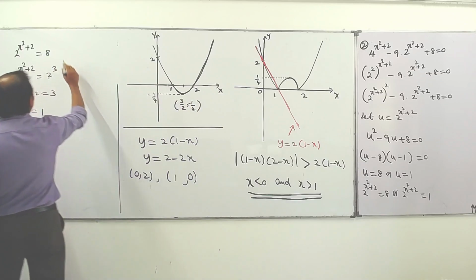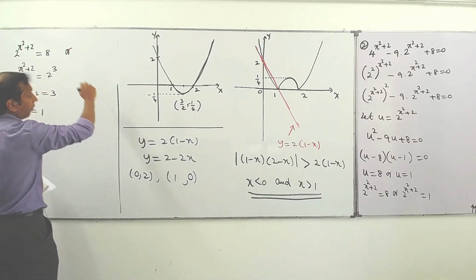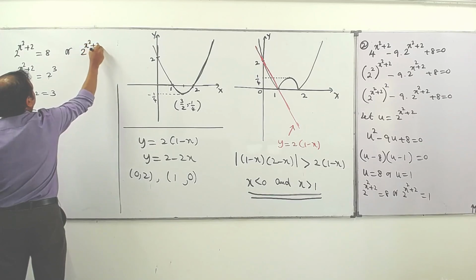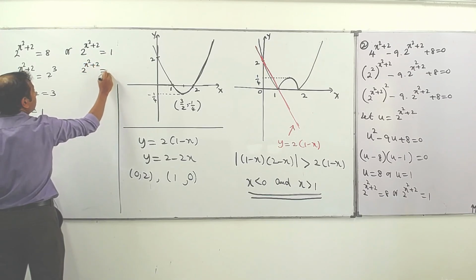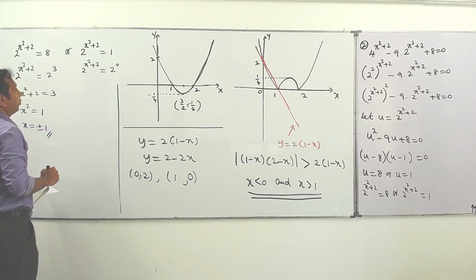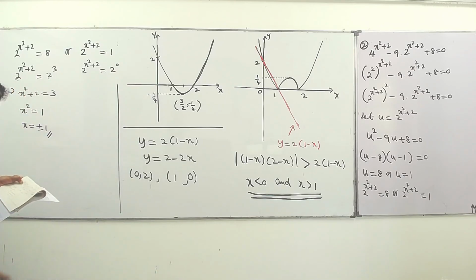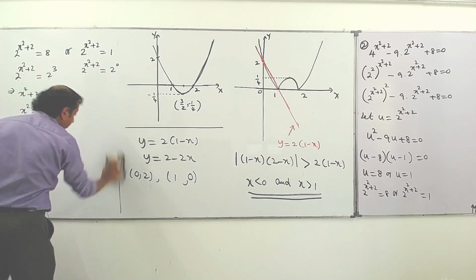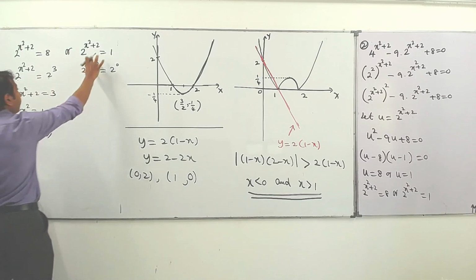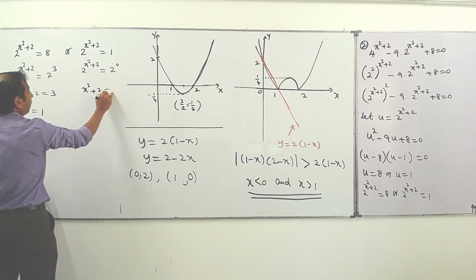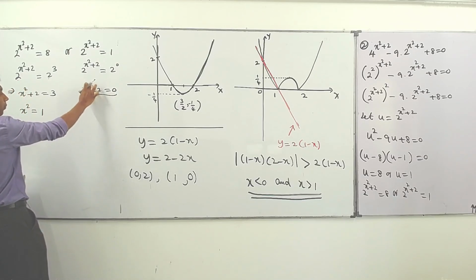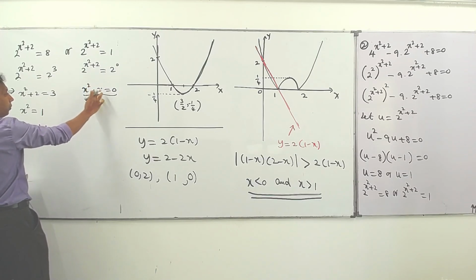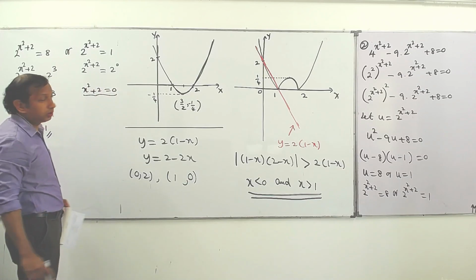So, secondly, we have this, no, 2 to the power x squared plus 2 is equal to 1. This 1 you can write as 2 to the power 0. Then you can equate again. But this is impossible. Reason? X squared is always positive or 0. That plus 2 equals 0 never happens. This is always positive.